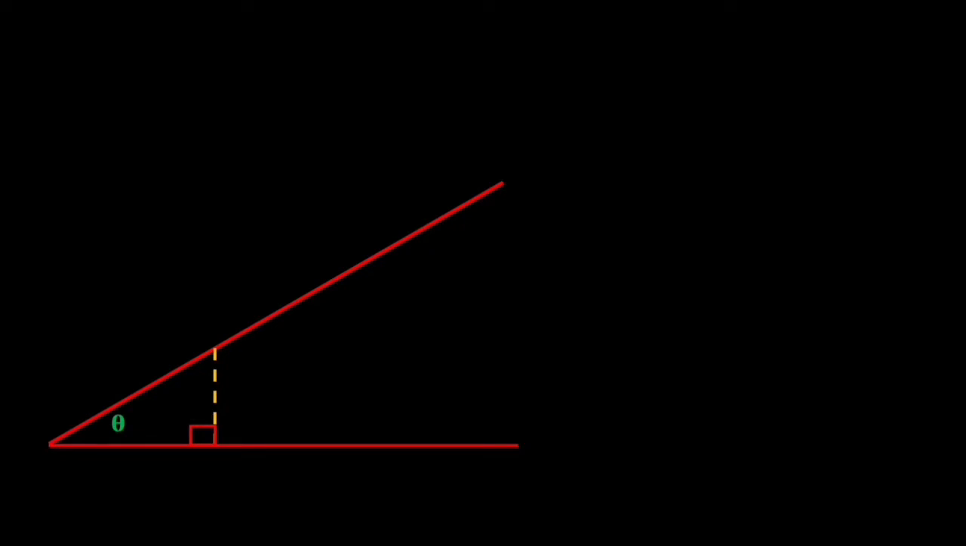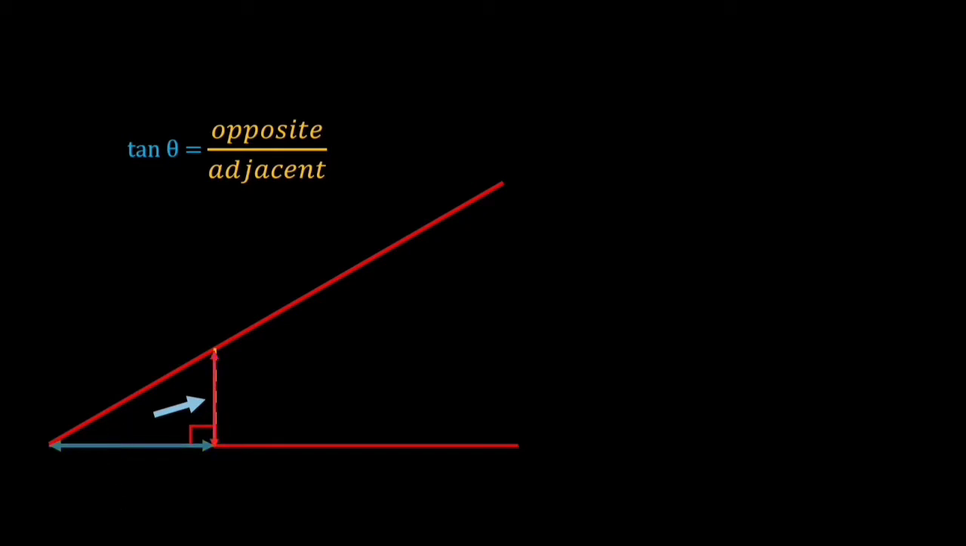Let's start by focusing on the side that is opposite this reference angle theta. Let's call it the opposite side. The other perpendicular side of this right-angled triangle will be termed the adjacent side. If we take a ratio of these two sides, it gives us a number. We shall call that number the tan of theta. So the tan of theta by definition is the opposite side divided by the adjacent side.